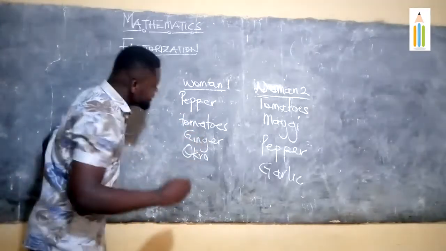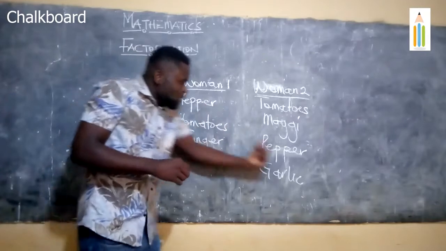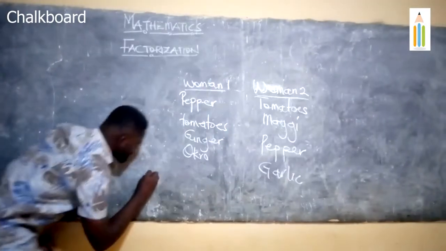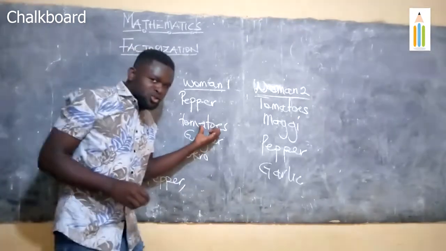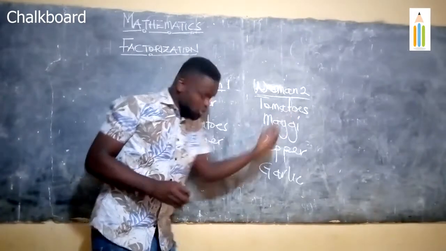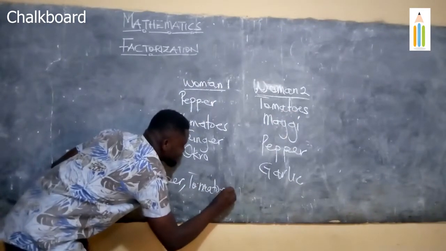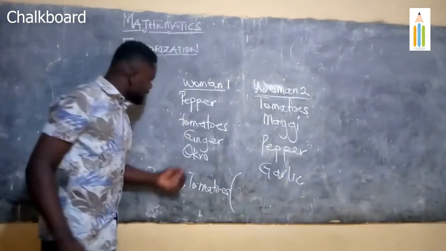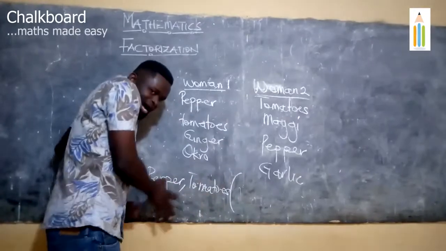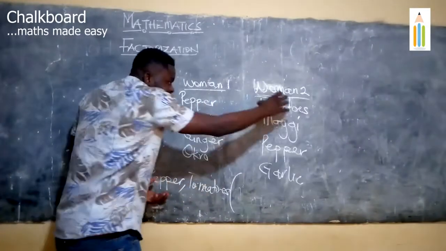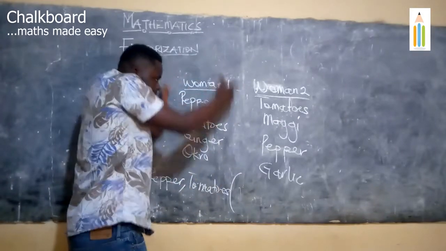So that evening, I jotted these things down and I said, okay, woman 1 is selling pepper and woman 2 is also selling pepper. So they both sell pepper. Woman 1 is selling tomato and woman 2 is also selling what? Tomatoes. Now, if the tomato and pepper that they have in common, if we break them out, what will be left with woman 1?